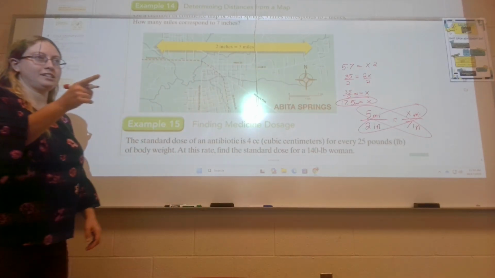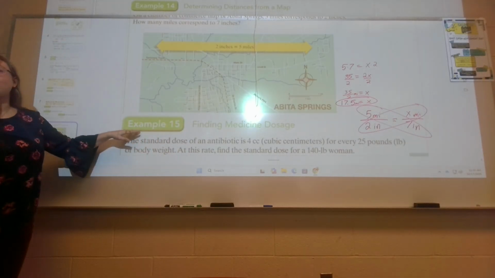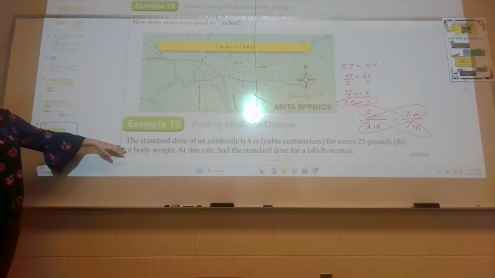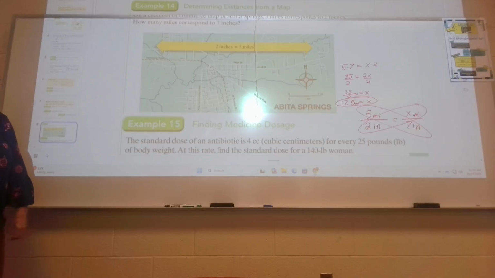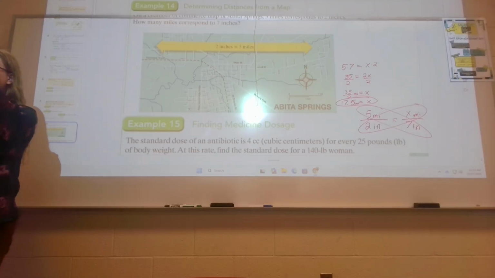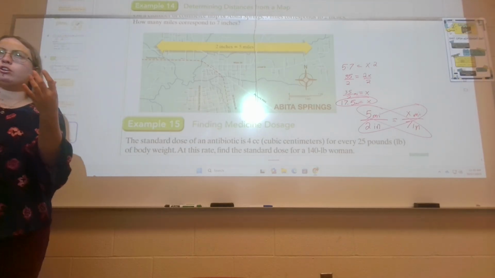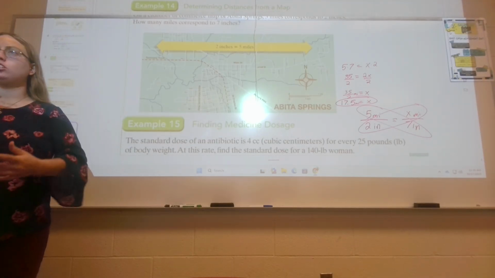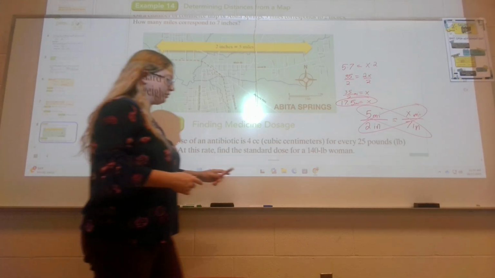Are you pointing out another 6, 7 thing? No, it's actually. Okay. So, for example 15, now you have a new problem. This time it tells us the standard dose of an antibiotic is 4 cc's for every 25 pounds of body weight. At this rate, find the standard dose for a 140 pound woman. So again, write your first ratio as a fraction, set up the proportion equivalent for the new values, solve for the unknown. All right, so you're starting this problem from scratch.